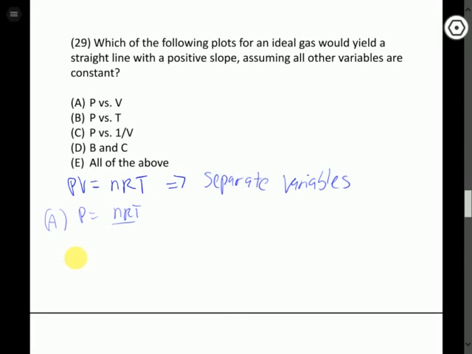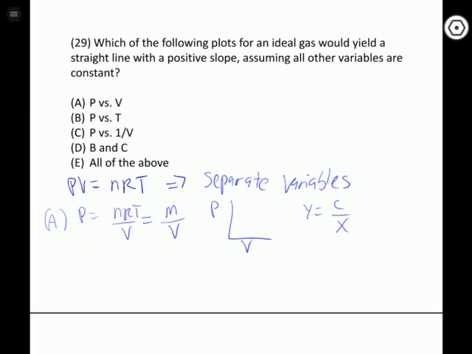nRT over V, which is equal to some constant, which I'll call m to relate it to the slope of a line, over V. However, if we're plotting a y-x graph with pressure and volume here, this rearrangement gives us y is equal to some constant divided by x, so that's not a linear plot. Volume is in the denominator, so if we're plotting V on the x-axis, we have 1 over V as our function. This is going to be an asymptotic graph like that. So this first one would not be linear.